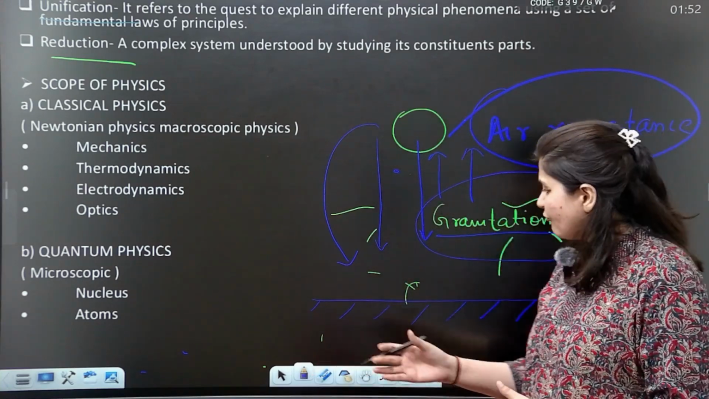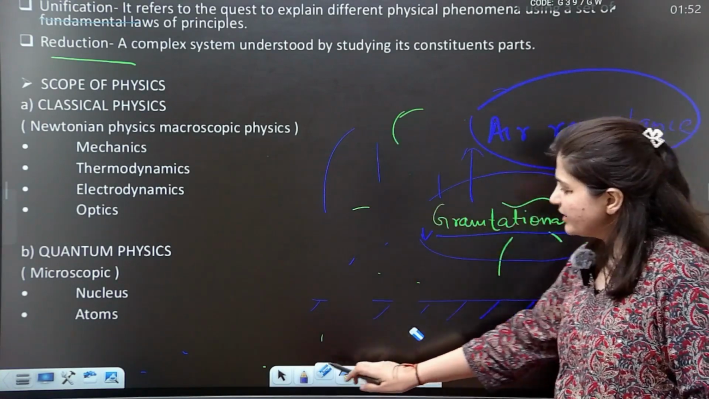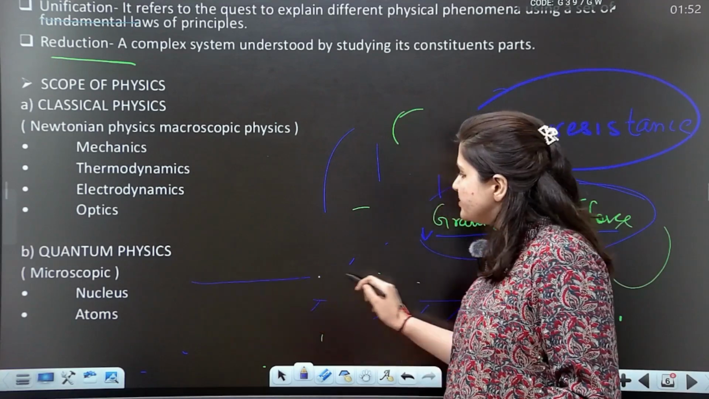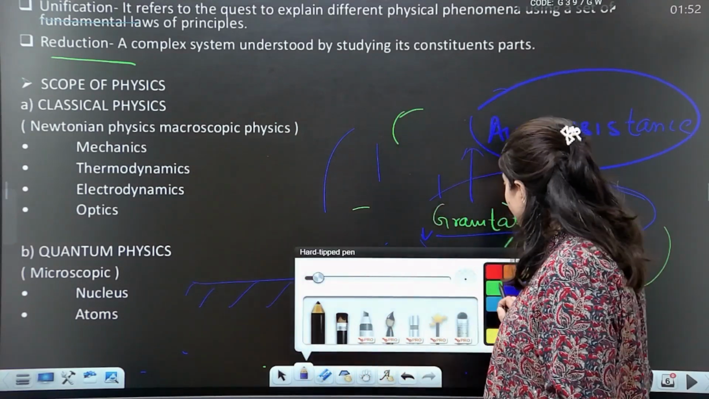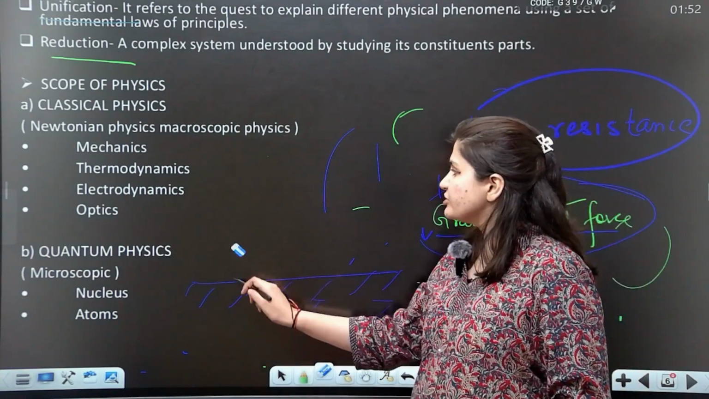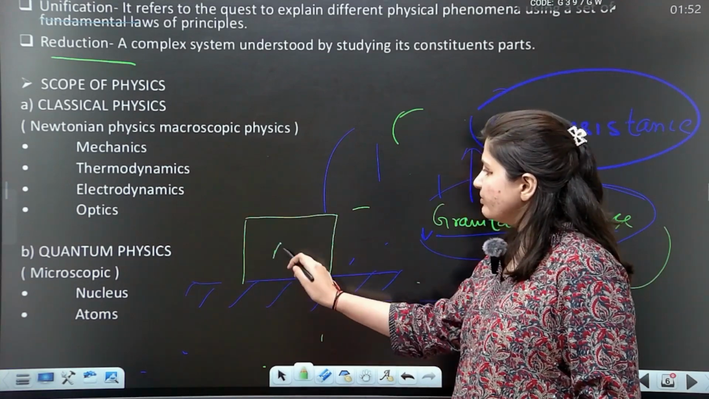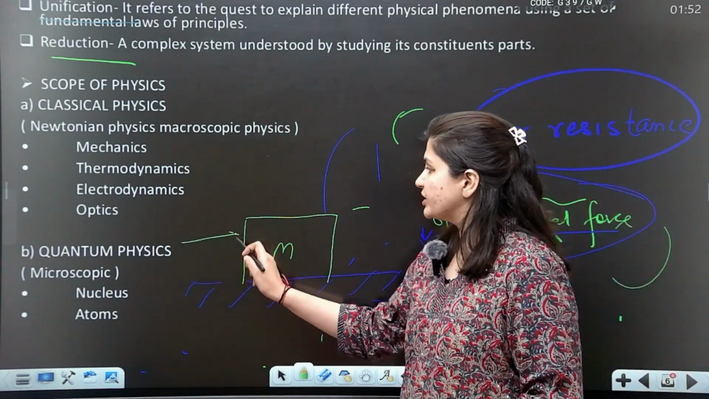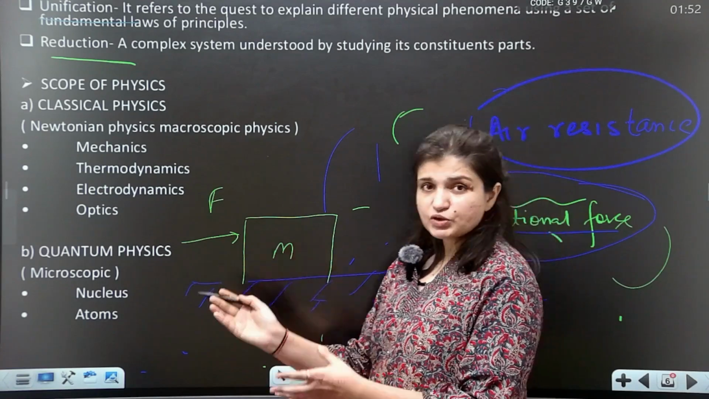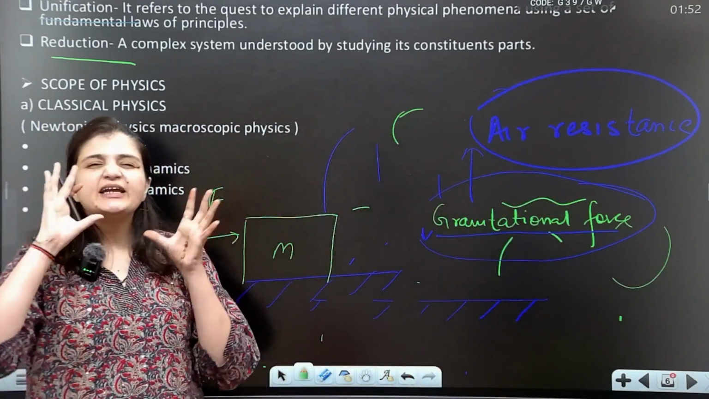Similarly, let's consider another case, when an object is kept on the ground. This is an object of mass m kept on the ground. Now we apply a force to it. Then what will happen? You can relate it to nature.